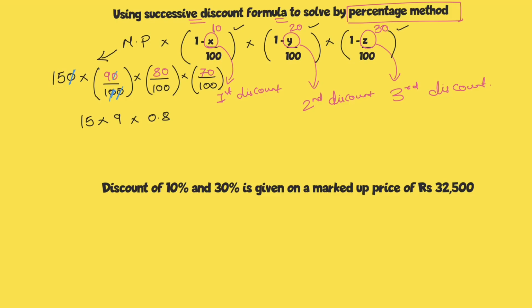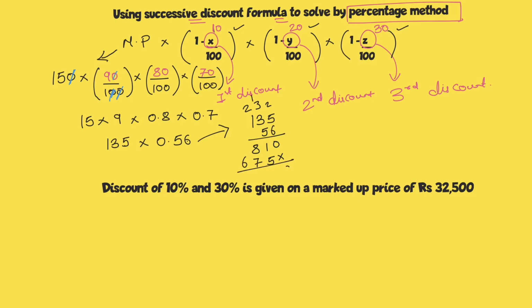So cut this. What is remaining is 15 into 9, 80 divided by 100, 0.8 into 0.7. That comes out to be 15 into 9 is 135, and 8 into 7 is 56. So I'll put it here as 56. Now just multiply 135 into 56 and you will reach your answer. If you can visualize here, what did we do? We are doing it by the same method, but we are putting it in a formula right now. So if I just multiply this, I'll get the final value, which is nothing but my selling price.